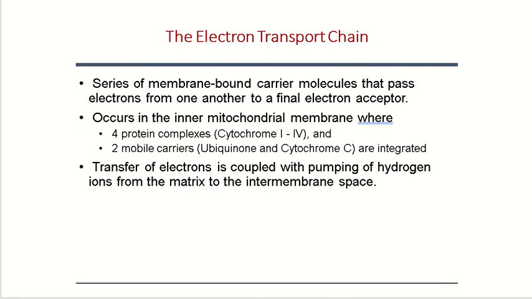So again, as the name suggests, it's a chain, a series of membrane-bound carrier molecules that pass electrons from one to another to a final electron acceptor. Now specifically, these protein complexes occur in the inner mitochondrial membrane, wherein 4 of them are protein complexes, cytochrome 1, 2, 3, and 4, and 2 mobile carriers, ubiquinone and cytochrome C.